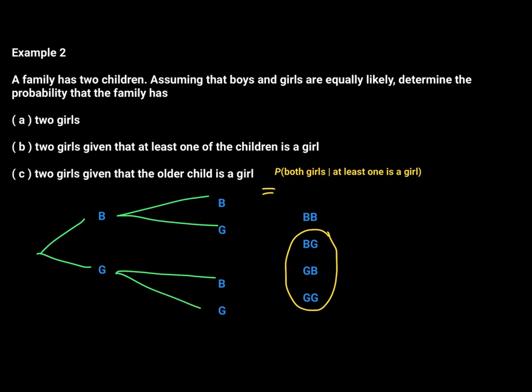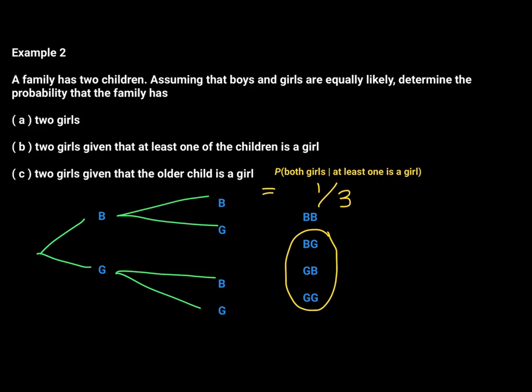Out of these 3 options, only one is girl, girl, right? So 1 out of 3 options. Okay? So you don't consider all 4 possible outcomes. You only consider the 3 possible outcomes where at least one is a girl. All right?